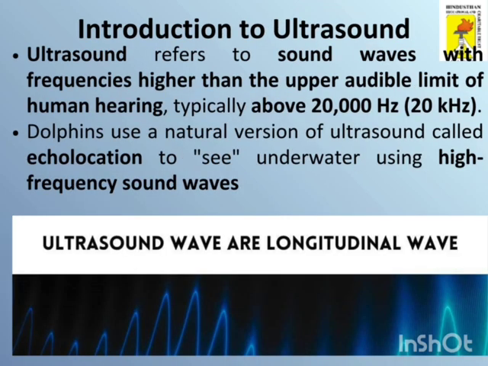To begin with, let us understand what ultrasound refers to. Ultrasound refers to sound waves with higher frequencies which are above the human audible range. The human audible range is from 20 to 20,000 Hz. So any sound waves above 20,000 Hz are referred to as ultrasound. In the real world, dolphins use ultrasound to see underwater using high frequency sound waves.